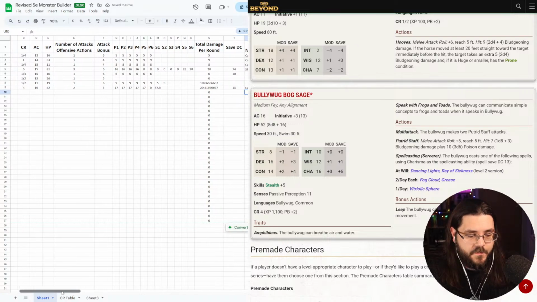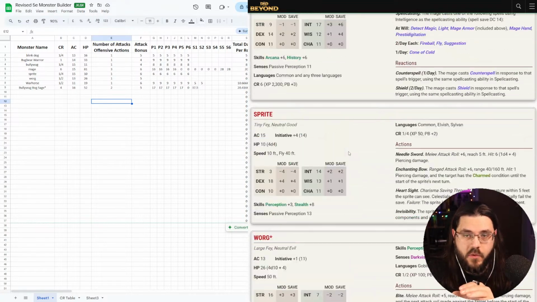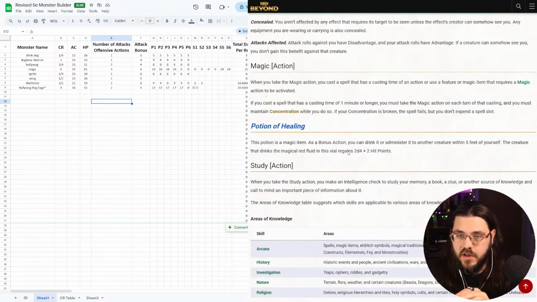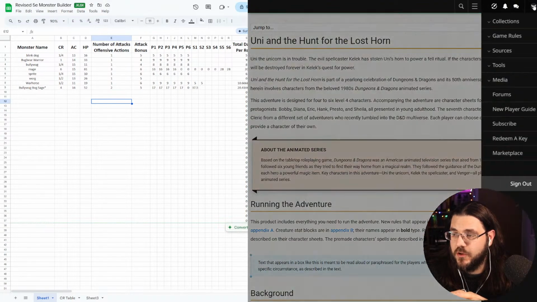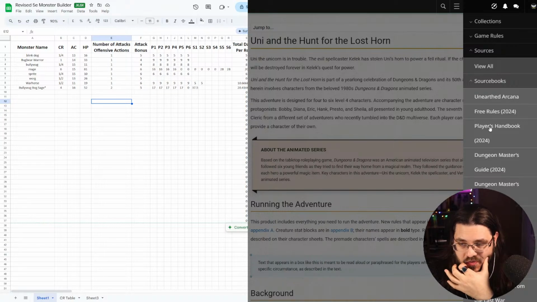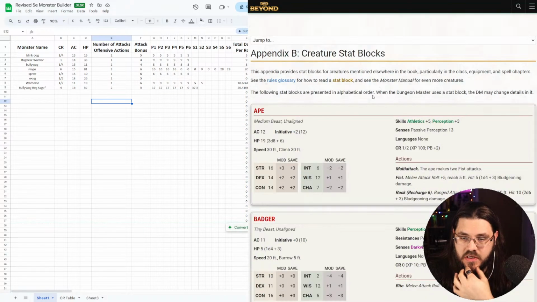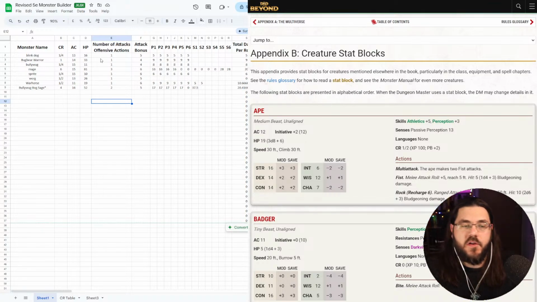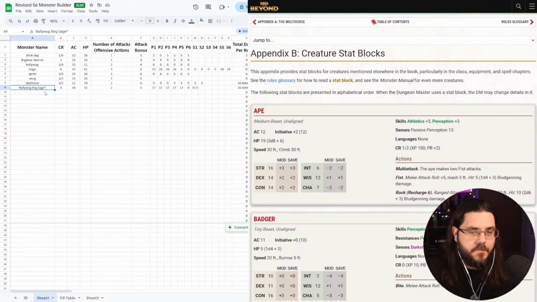Can leap. And then that is all of the ones that are in Uni and the Hunt for the Lost, whatever the hell it's called. But we do want source books, Player's Handbook 24, creature stat blocks. We do want these because this will give us a nice selection of low-level creatures to get a sense of how they are working.